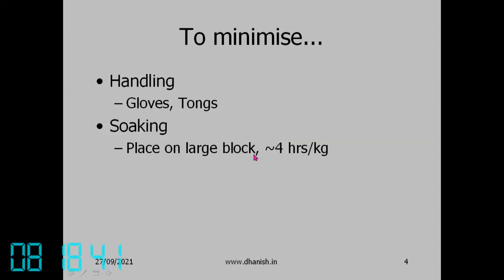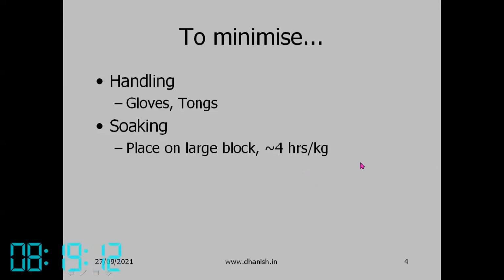And we have to wait. We have to allow sufficient time for the temperatures to equalize. The block temperature, we can assume, is at the lab temperature because it has been there for quite a long time. When you place the hot object, heat will escape from the object to the block. So the block should be at least 5 to 10 times bigger, or heavier, than the object to be measured. And we should allow a time of 4 hours per kg.